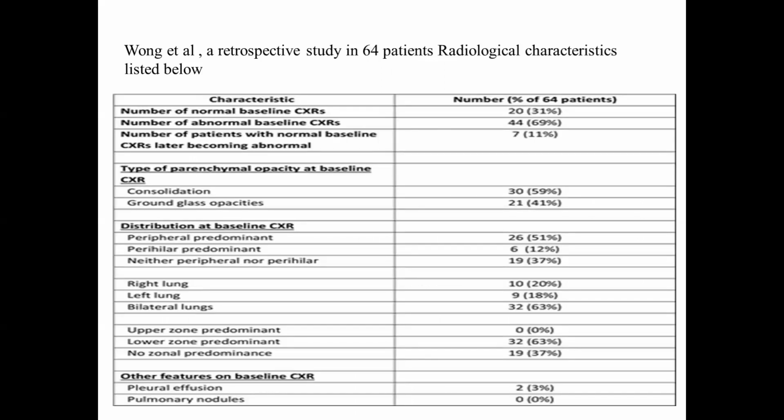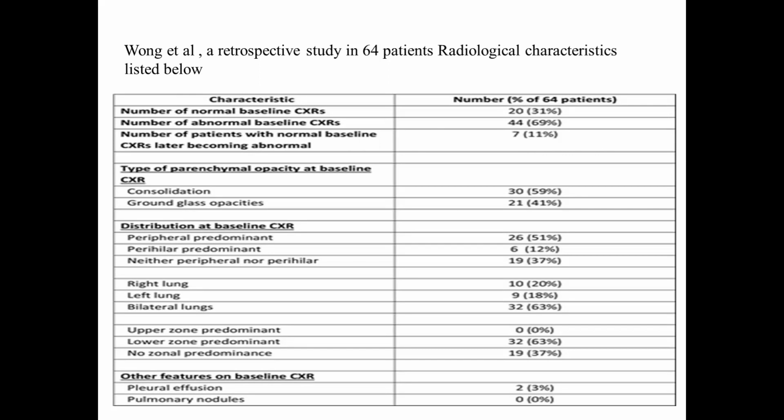Wong et al., a retrospective study done in around 64 patients, showed the following radiological characteristics. You can see the number of normal baseline chest X-rays, around 20, that is 31%. The number of abnormal baseline chest X-rays was 44 patients, more than 69%. And the number of patients with normal baseline X-rays was 7 patients. The type of parenchymal opacity at baseline is consolidation and GGO. More than 50% of the patients had consolidation.